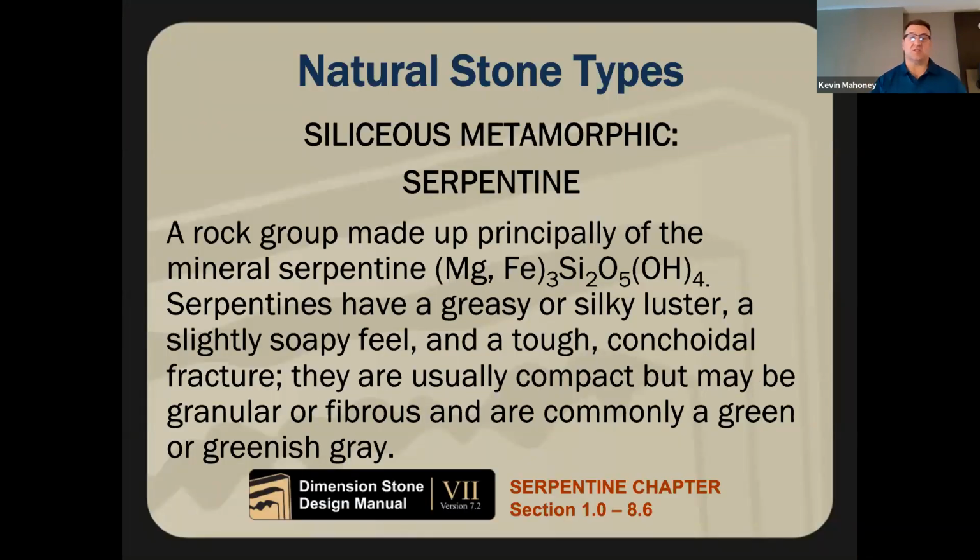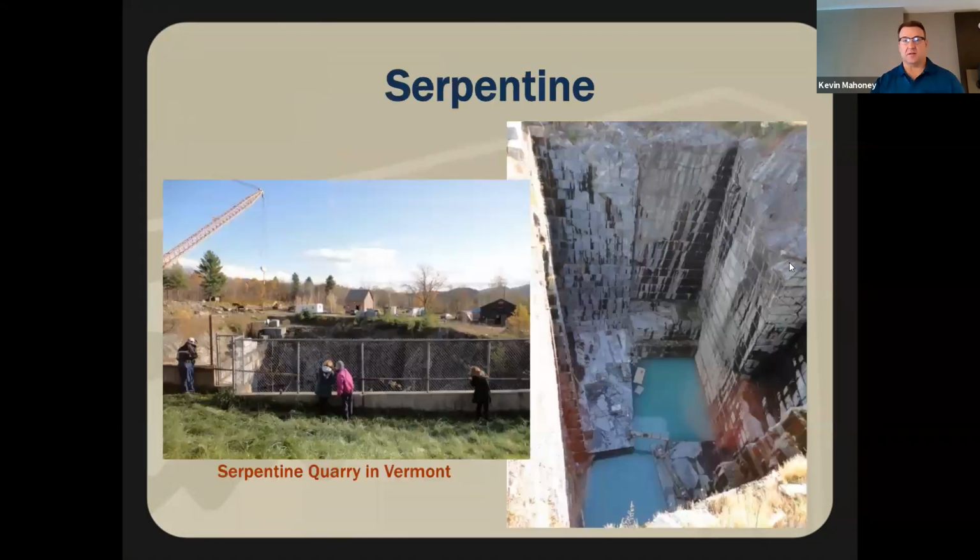Serpentine is a siliceous metamorphic rock, which means it has silicas in it, and it's been formed under sedimentary heat and pressure. We'd know it as a rock that has a greasy luster. It almost looks like it's wet or oily when we look at it. Here's a quarry in Vermont. Look how deep that is.